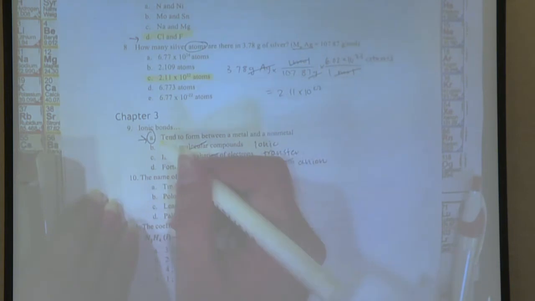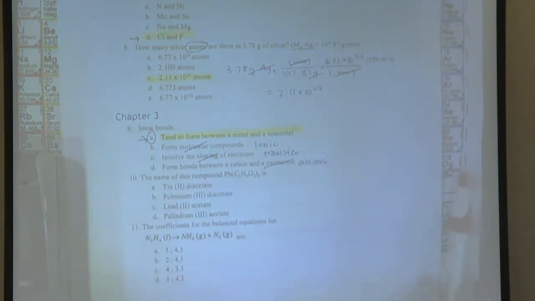On the other hand, this is just a side note, the thing that forms between 2 nonmetals is covalent bonding.